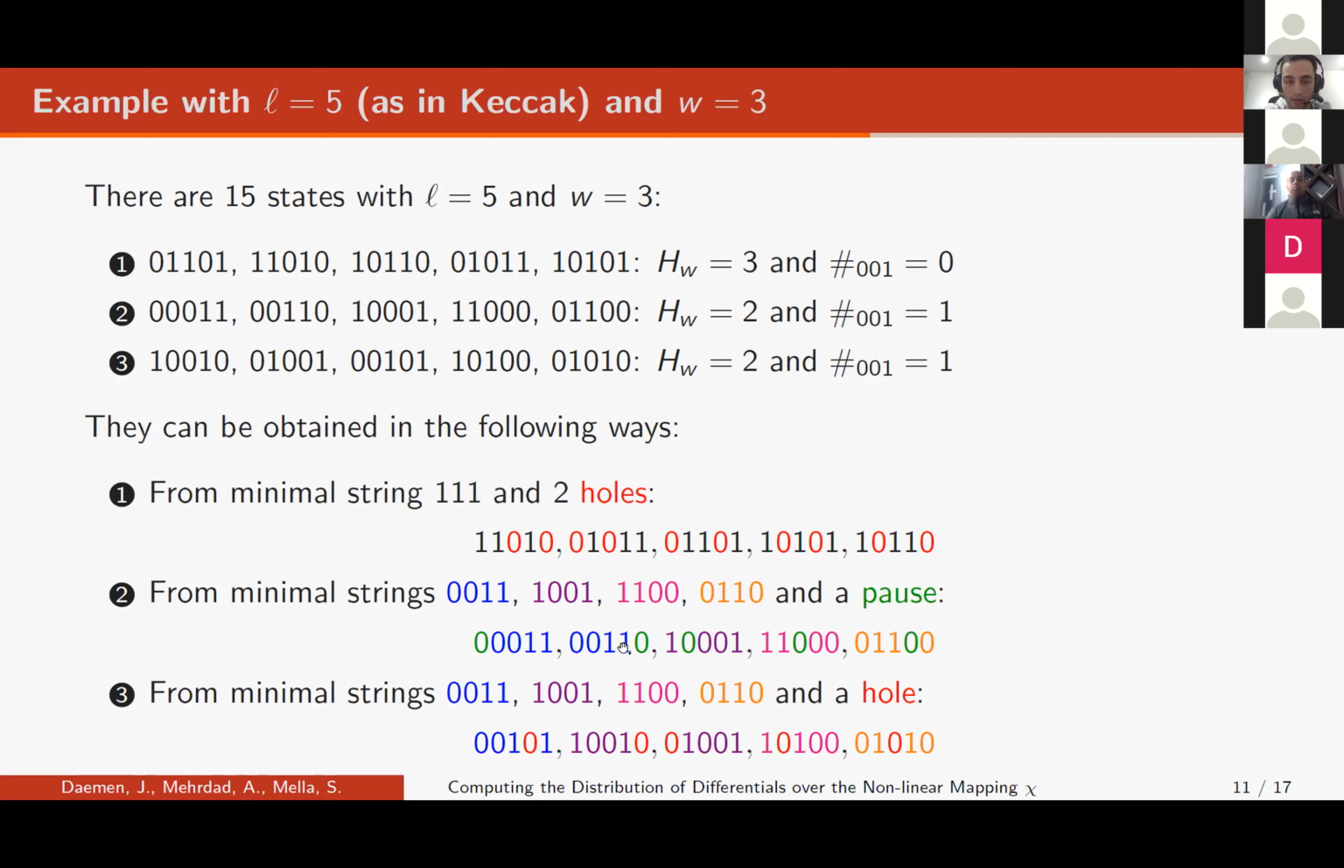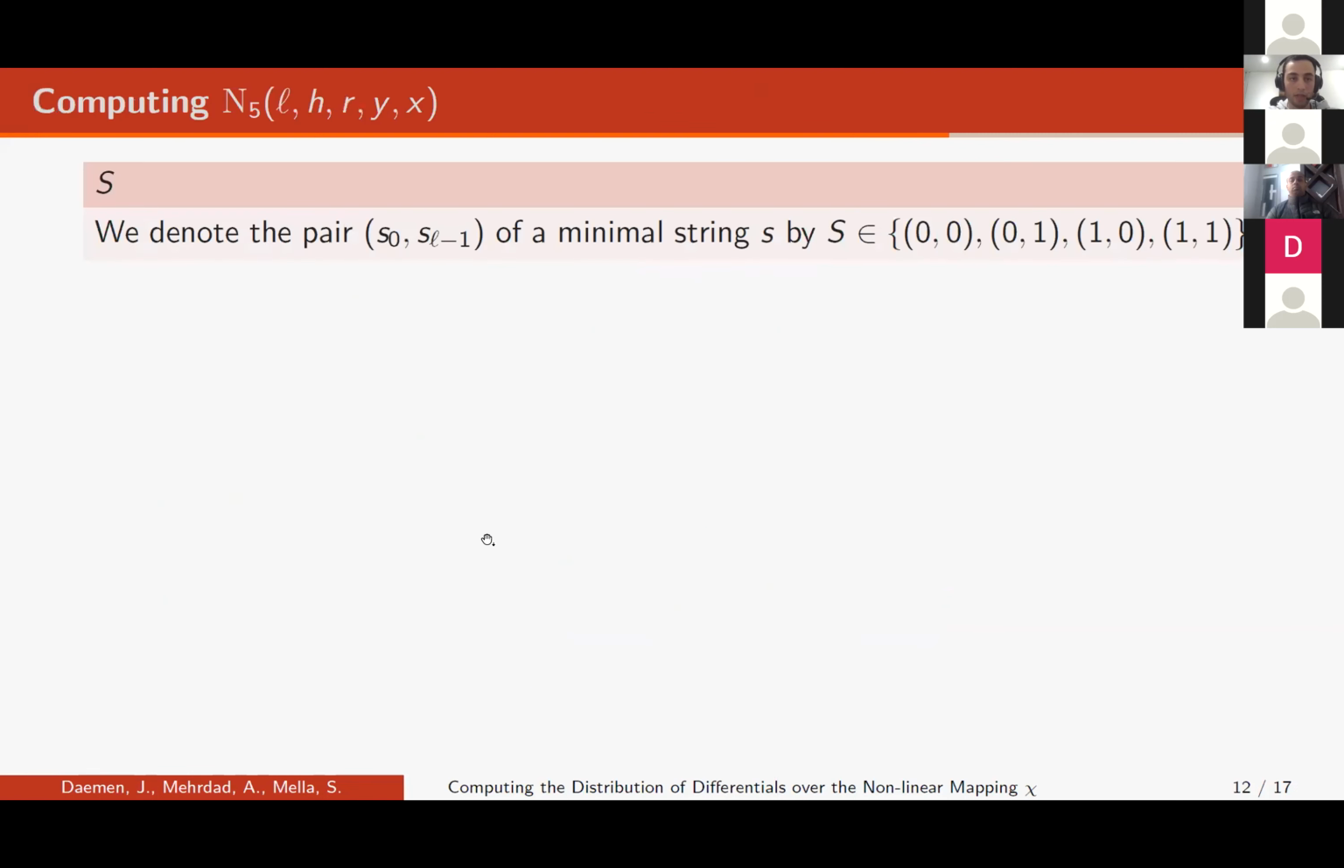So as you can see, there is something happening here. For this blue one, you can either add 0 at the beginning or at the end of the string. And also for this violet one, you can either add 0 at the end or at the beginning. And we observed, and concluded, that it is because of the value of the first and last bit of the minimal string. And because of that, we define another terminology that is called S, and it denotes the value of the first and last bit of the string.